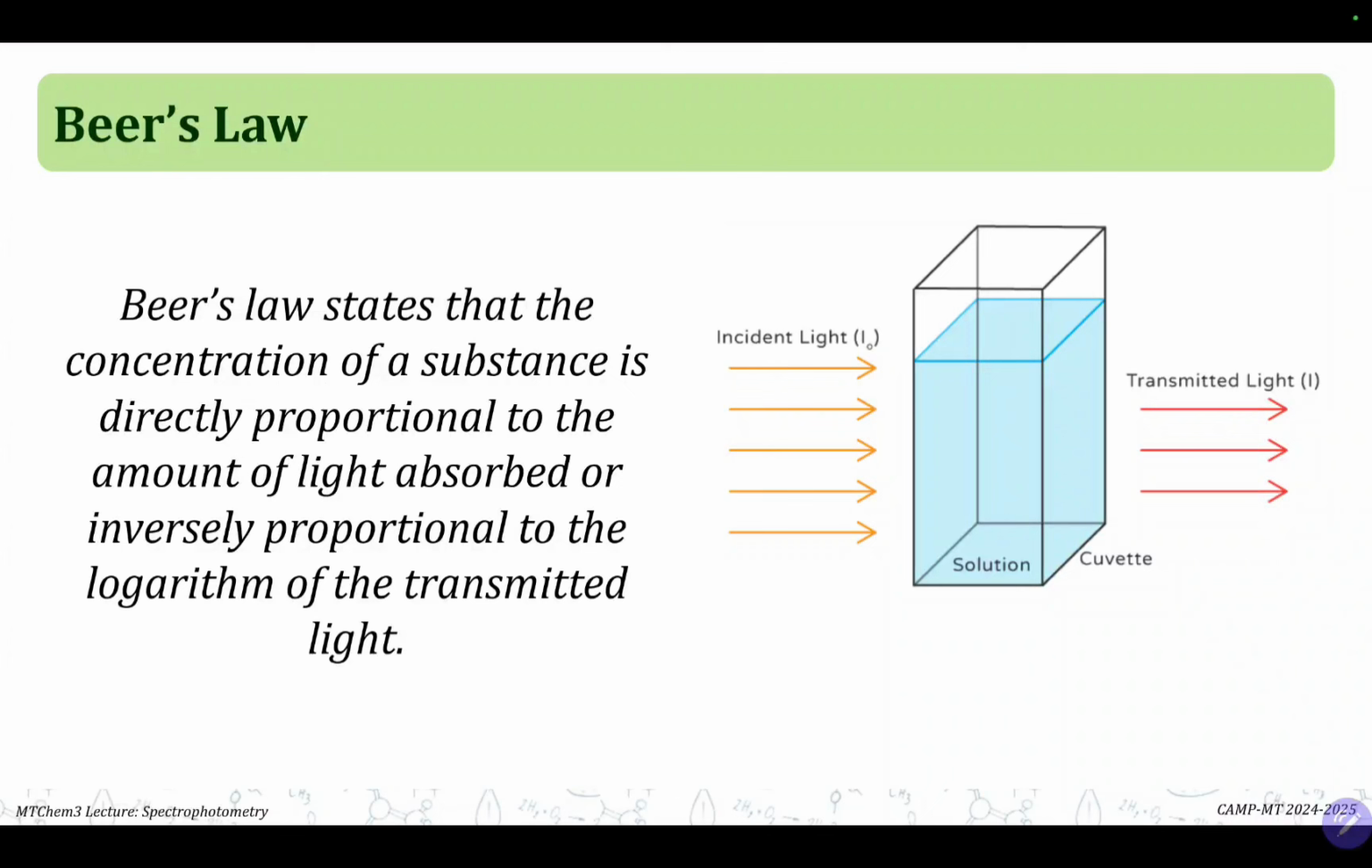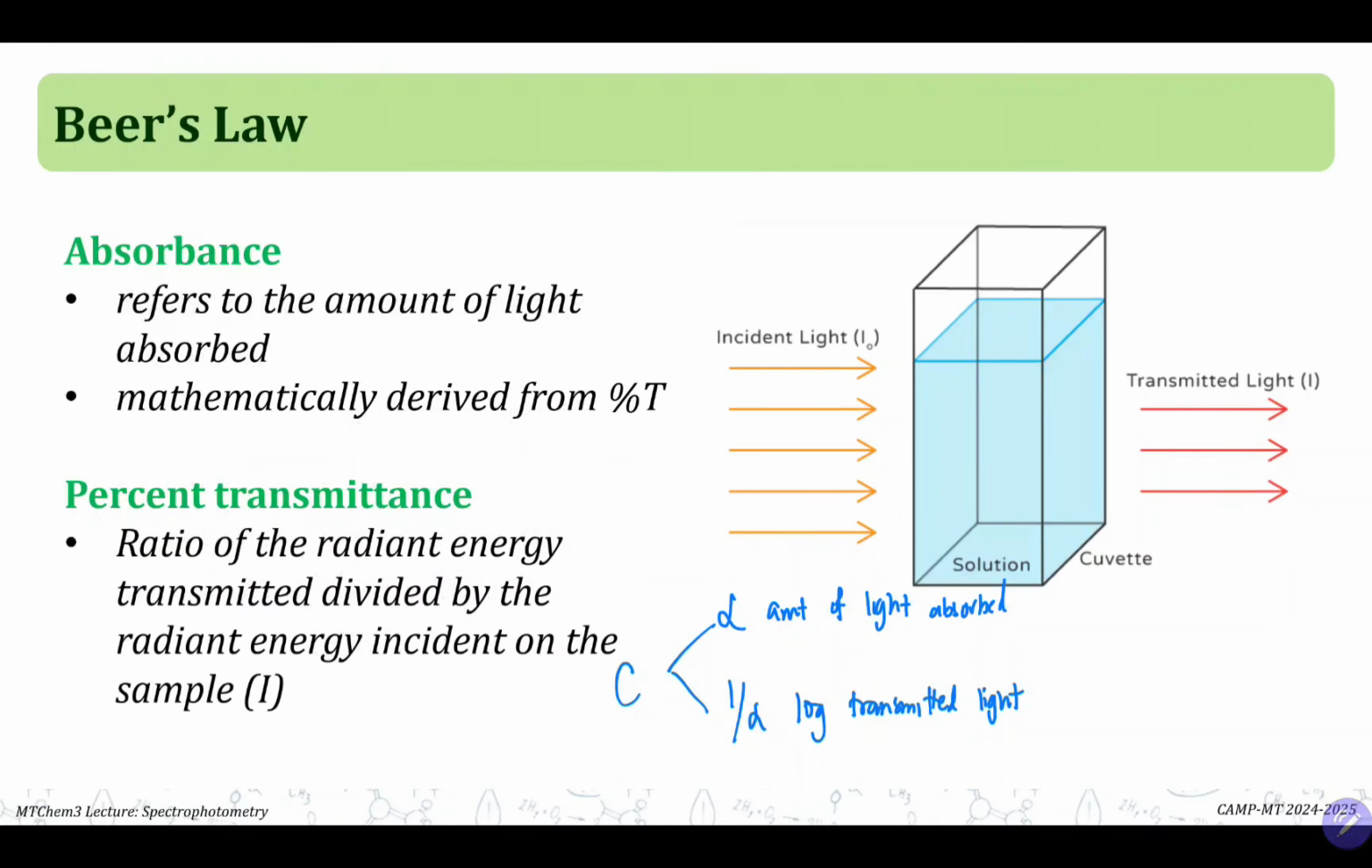Now, the principle of spectrophotometry follows Beer's law, wherein Beer's law states that the concentration of a substance is directly proportional to the amount of light absorbed or is inversely proportional to the logarithm of transmitted light. And when we define absorbance, this refers to the amount of light absorbed, wherein it is mathematically derived from percent transmittance. And when we say percent transmittance, this is the ratio of the radiant energy transmitted divided by the radiant energy incident on the sample.